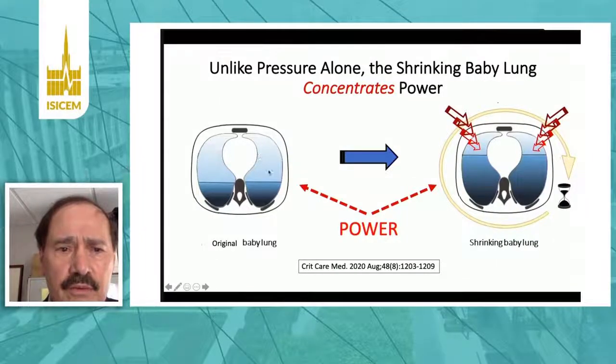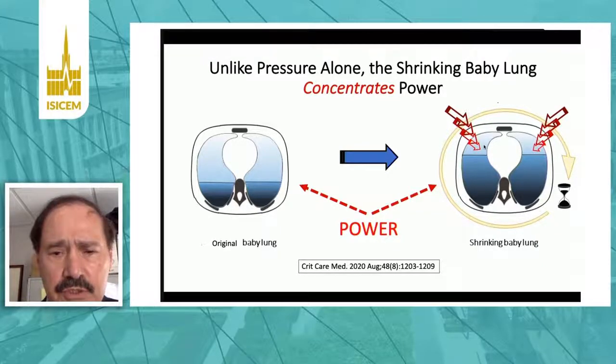So lastly, the power concentration by the shrinkage of the baby lung. As we go from the original baby lung size, aerated lung size over time, for reasons I mentioned before, the shrinking baby lung concentrates power and causes trouble, and that was just published this month.